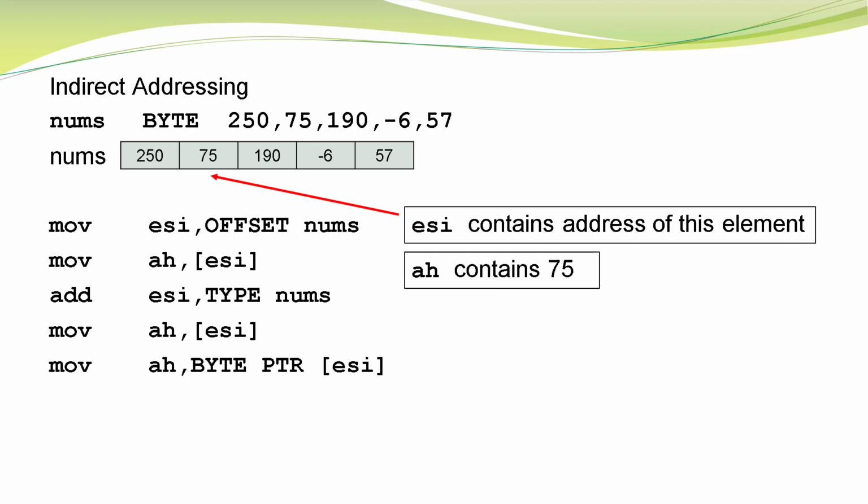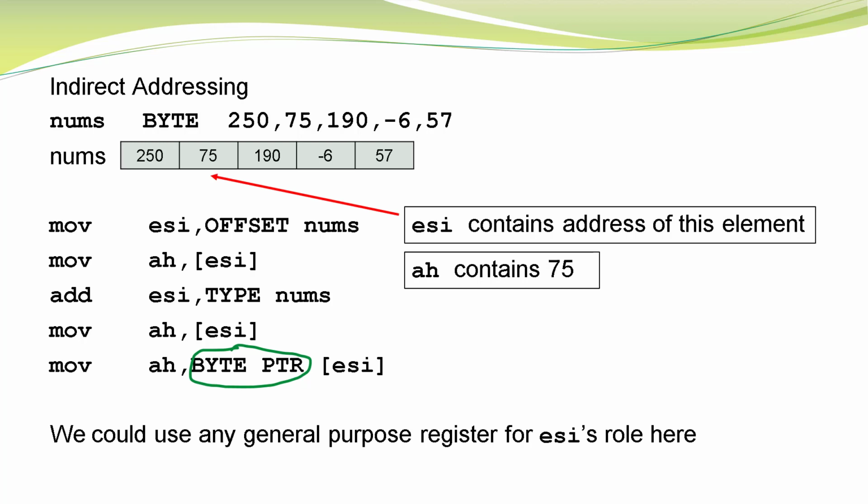Now sometimes I might have to write the code like this because the assembler can get confused. If it just sees ESI as a pointer, it doesn't know whether it's pointing to a byte or a word or a double word. So sometimes you have to spell it out for it by putting byte pointer or word pointer or D-word pointer, something like that. And there's nothing special about ESI here. We could have used any general purpose register.